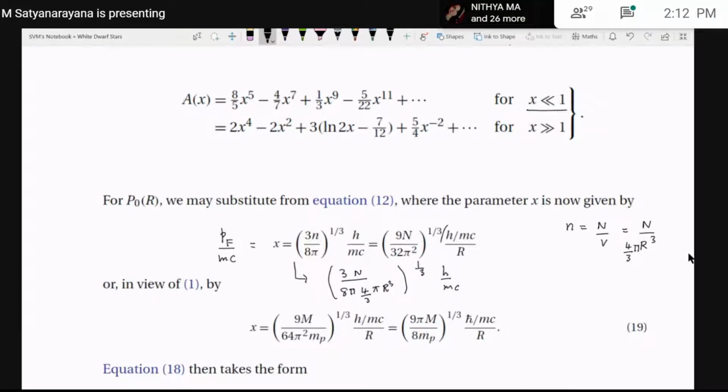Now you can see that there is a ratio of the Compton wavelength divided by the radius. In some sense, this is like the smallest length scale. This smallest length scale corresponds to the constituents, or you can say it is a microscopic length scale of relevance. And this R, of course, is the largest length scale, or a macroscopic length scale, which is the radius of the star. So you can see that this is a dimensionless quantity, smallest length scale divided by the largest length scale. And this x somehow can be understood as a relation like this.